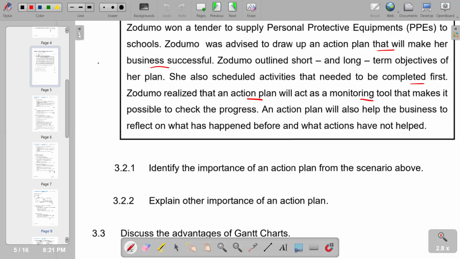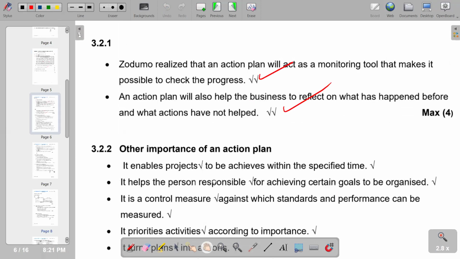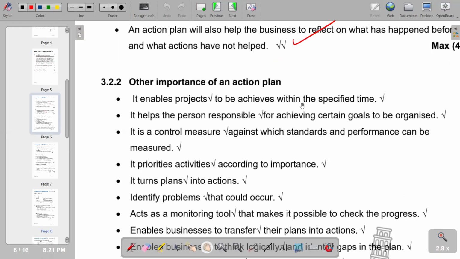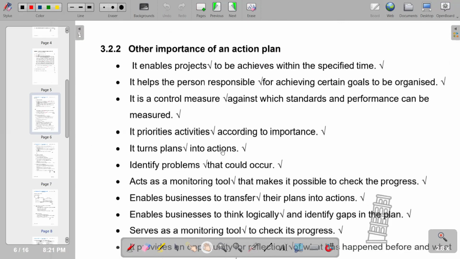So on 3.2.2, it reads, explain other importances of an action plan. So we've got a list of other importances of an action plan. It enables projects to be achieved within the specific time, and it also helps the person responsible for achieving certain goals to be organized. It is a control measure against which standards and performance can be measured. It prioritizes activities according to importance. So these are some of the other importances of an action plan that we can come up with.